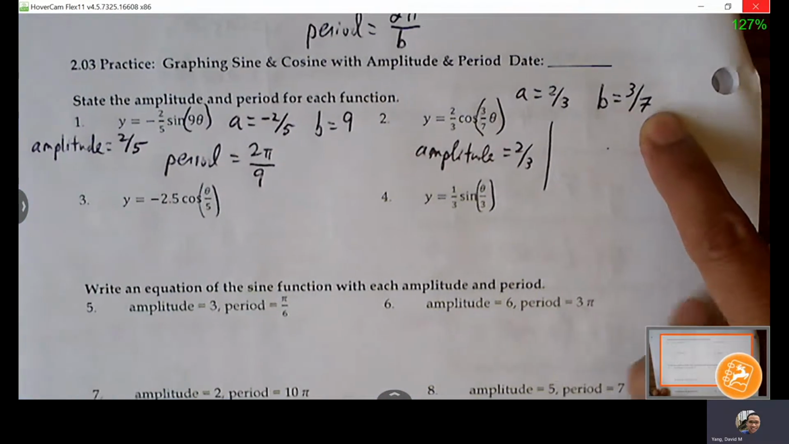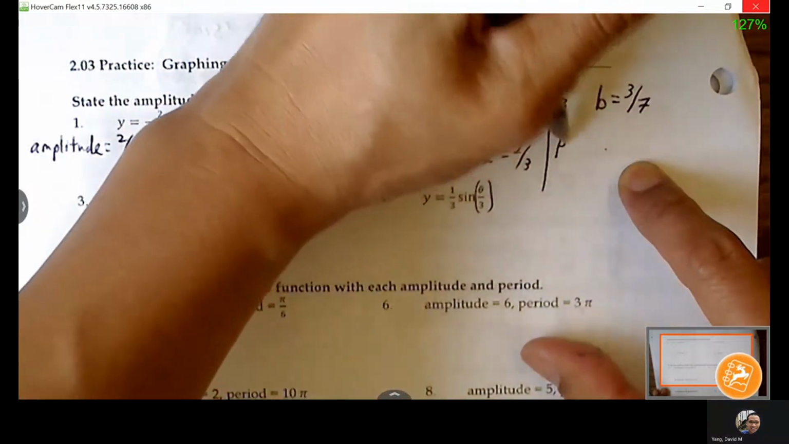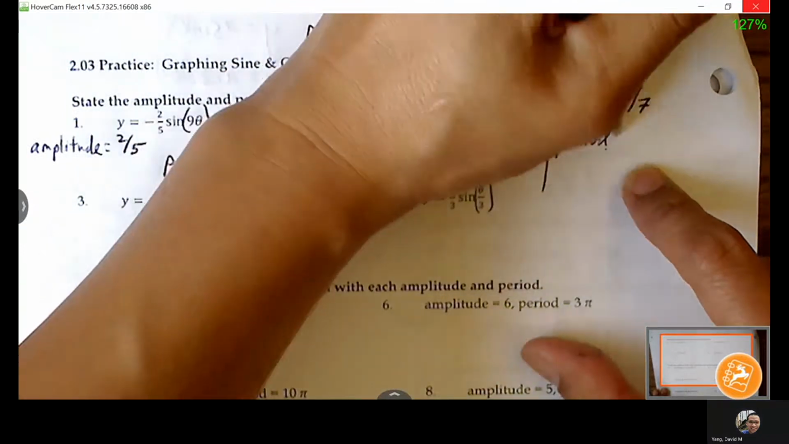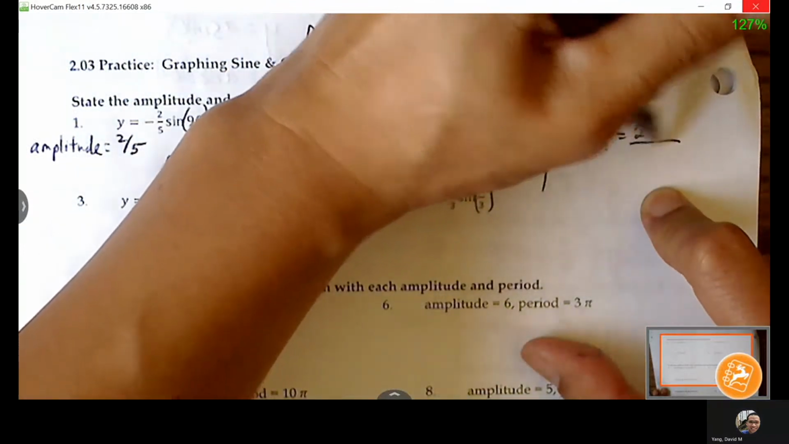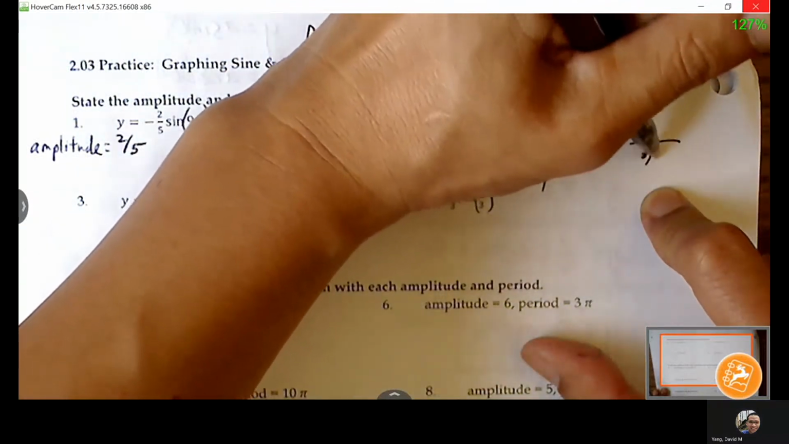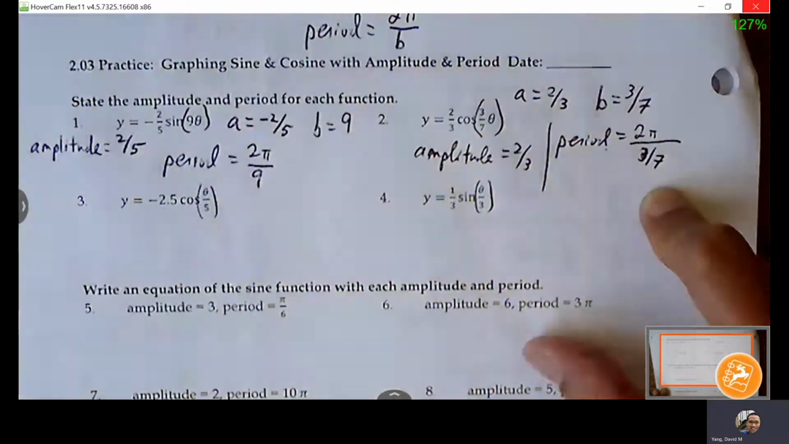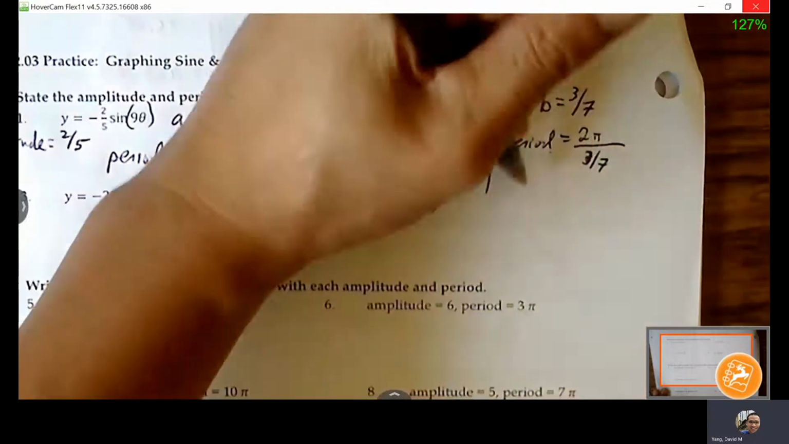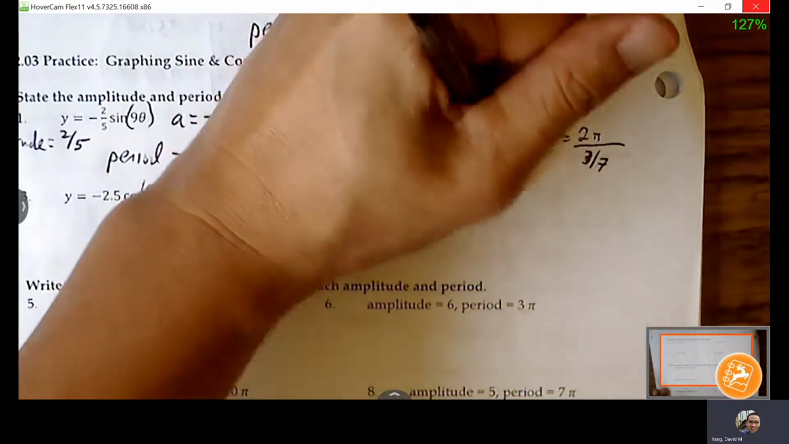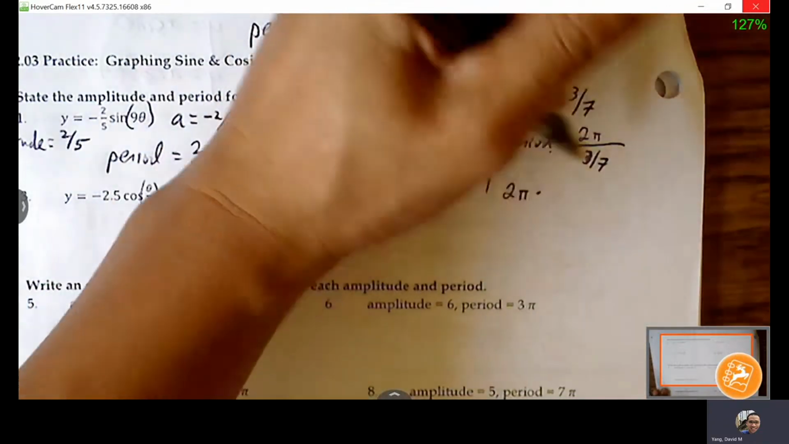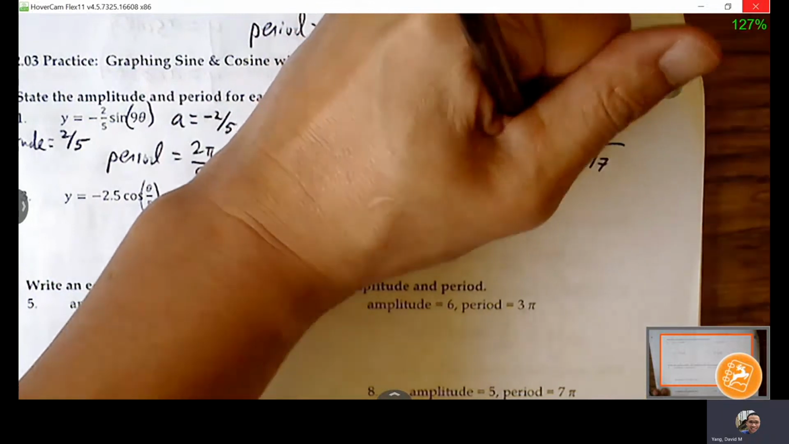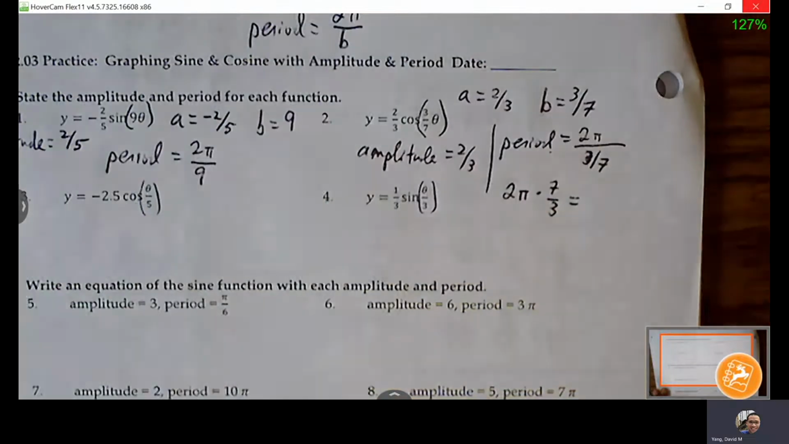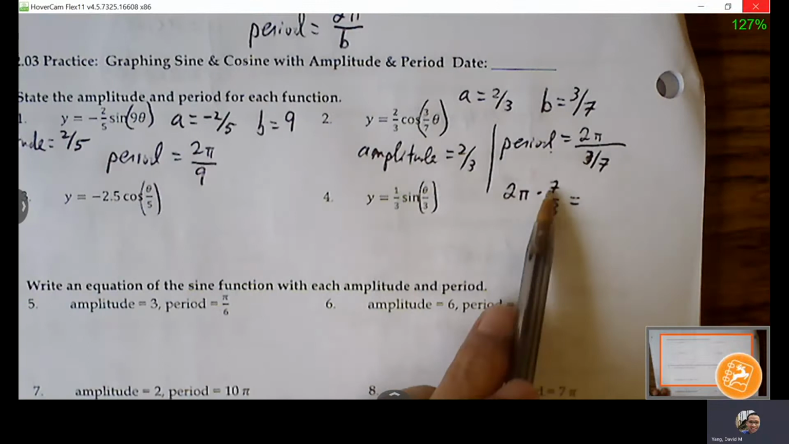Period is 2π divided by B. So dividing by a fraction is the same thing as what? Multiplying by the reciprocal, right? That way you don't have to think about dividing by another fraction here. So just multiply with the numerator, 2π times 7.